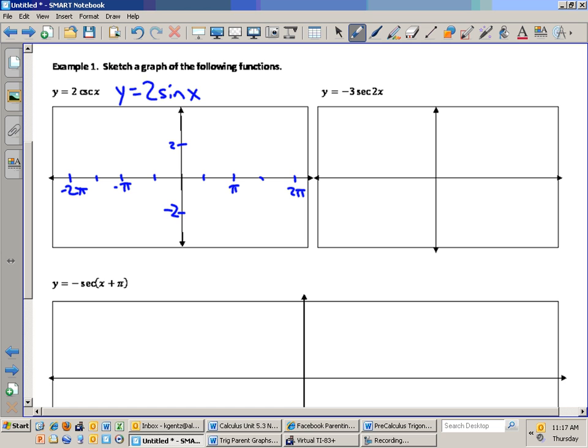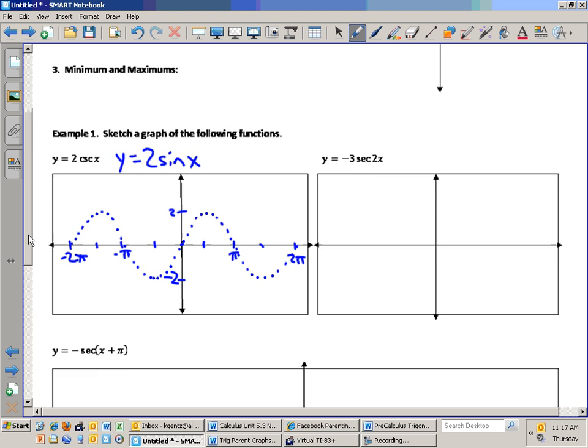Okay, so where do I start? Sine of x, 0. Do a dotted sketch. People ask, do I have to include the dotted sketch on my test? Yes, you do. I have to see that for secant and cosecant. That tells me that you know how to graph it. So I just graphed y equals 2 sine of x.